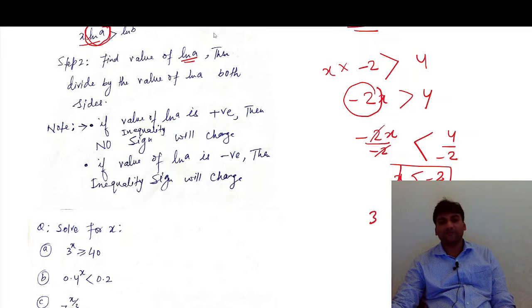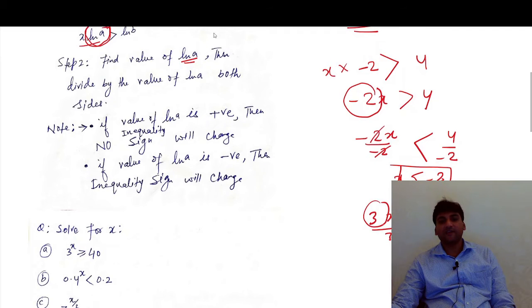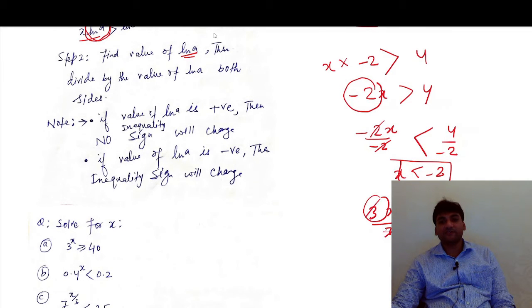And suppose you have 3x greater than 9. This is a positive number, right? We can divide both sides by a positive number without any problem. So we will get x greater than 3. Understood? So here, when we find the ln a value, we can understand whether the value is positive or negative.